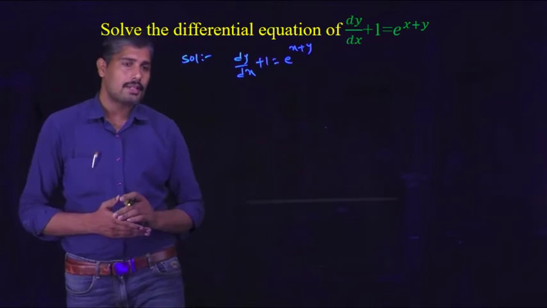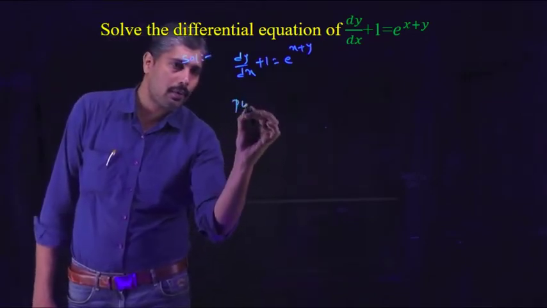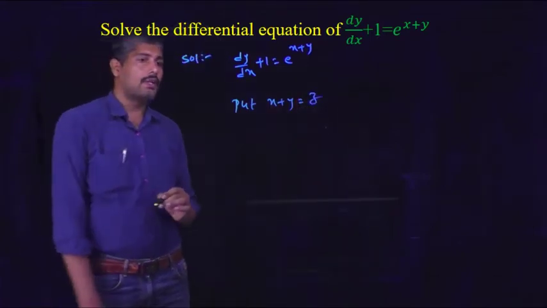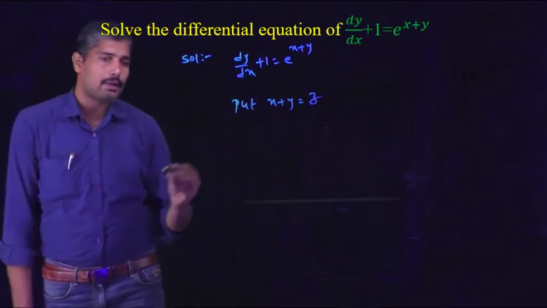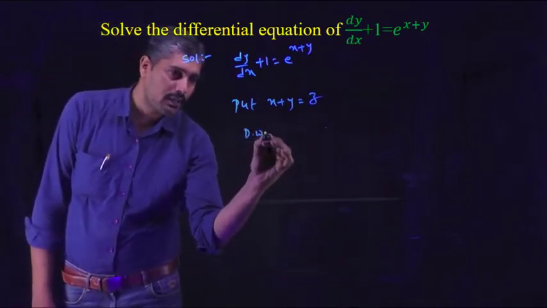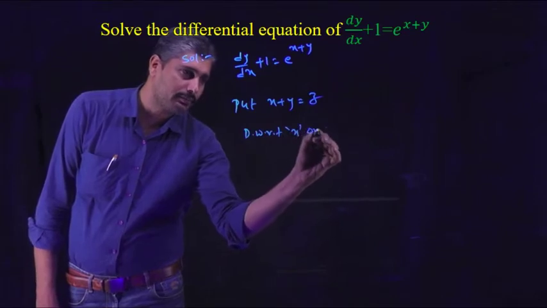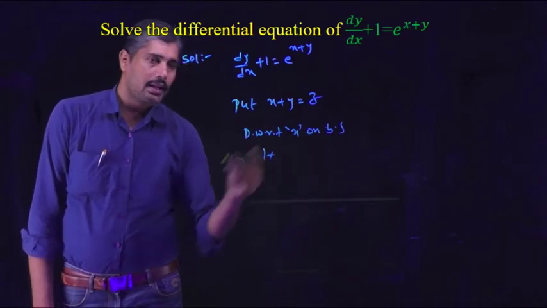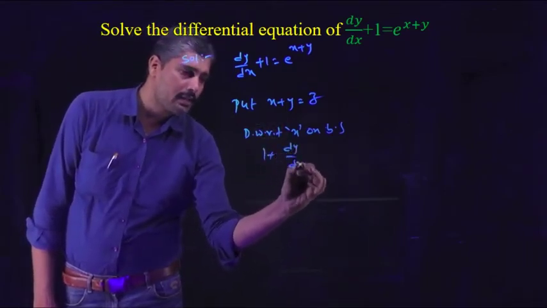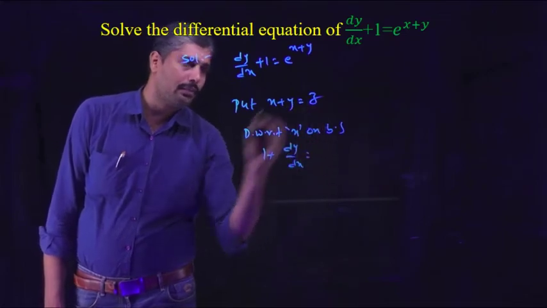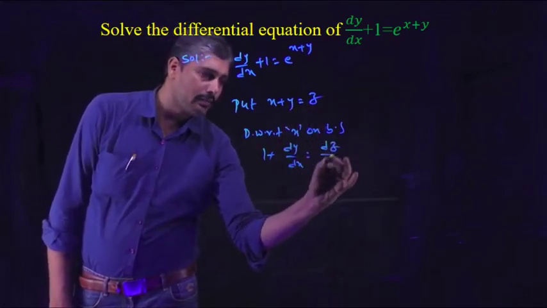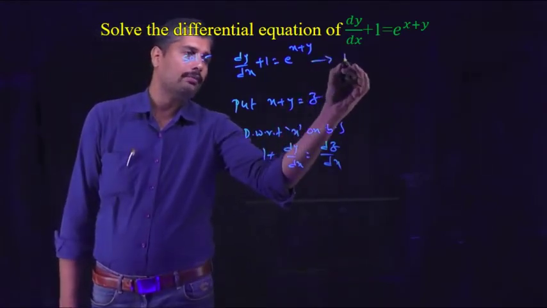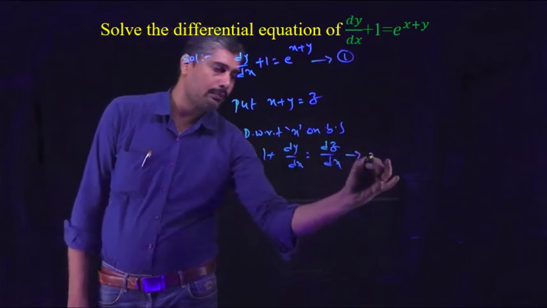That's why we take some substitution, put x plus y equal to z. Derivative with respect to x on both sides. Then we get derivative of x is 1 plus derivative of y is dy by dx equal to, we know that derivative of z is dz by dx. With respect to x we are derivating. Right? This is equation number 1. This is equation number 2.